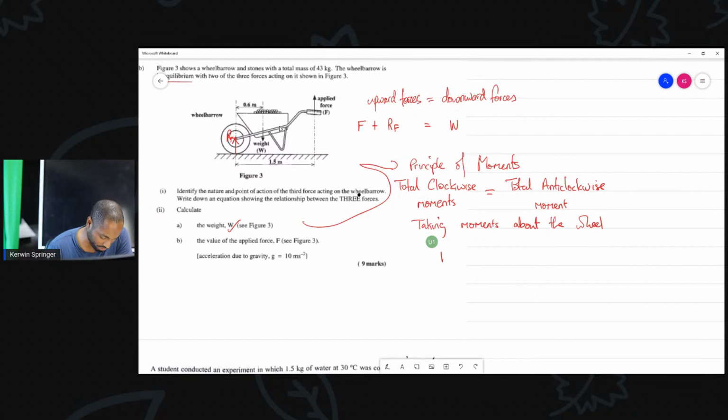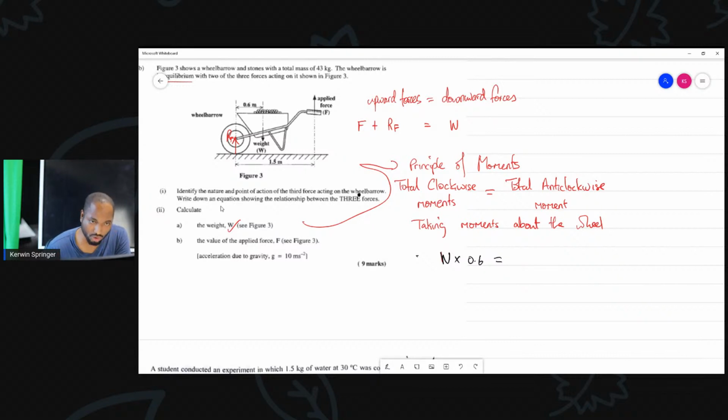Now is a good time to change the color. W times 0.6 must be equal to, who's the next one? F, the applied force. Did they give us the applied force? A wheelbarrow, total mass of 43. Oh, they did give us the W in a smart way here. So what are we trying to find? W.